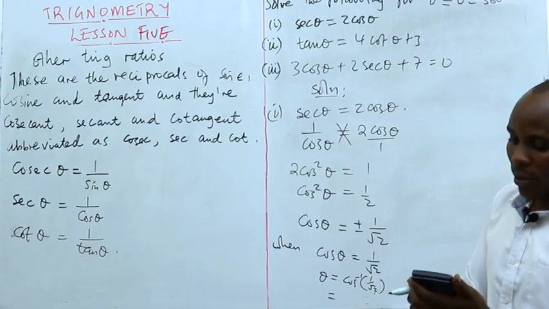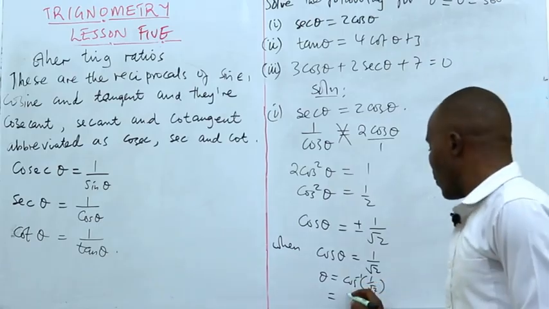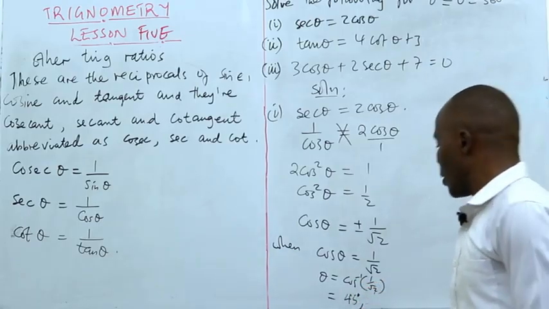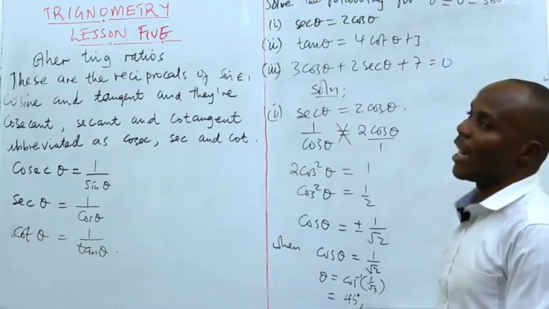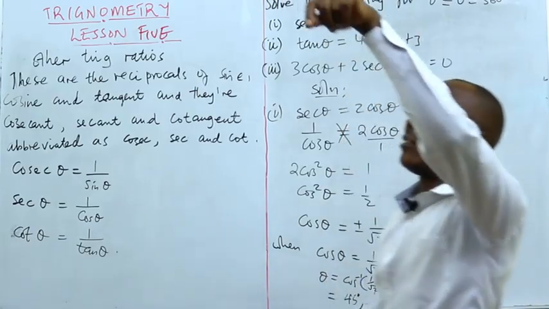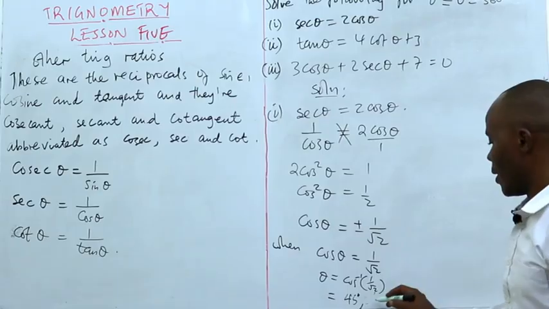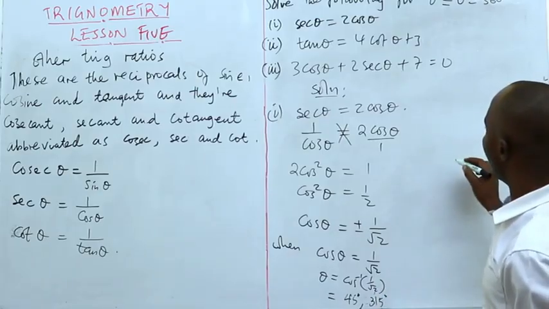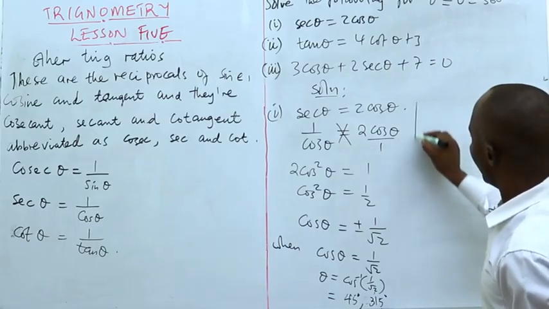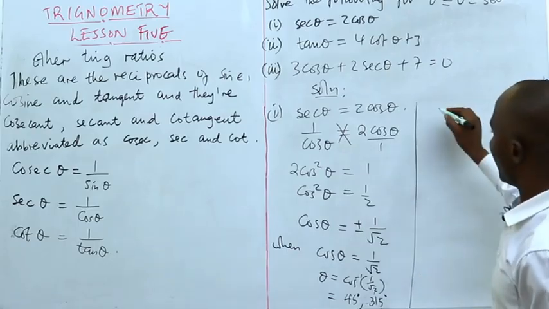45 degrees. Now remember, we are dealing with a cos. Cos is positive in the first, that's why we have the 45. And the last, the fourth, so it is 360 minus this, and we have 315 what? Degrees.